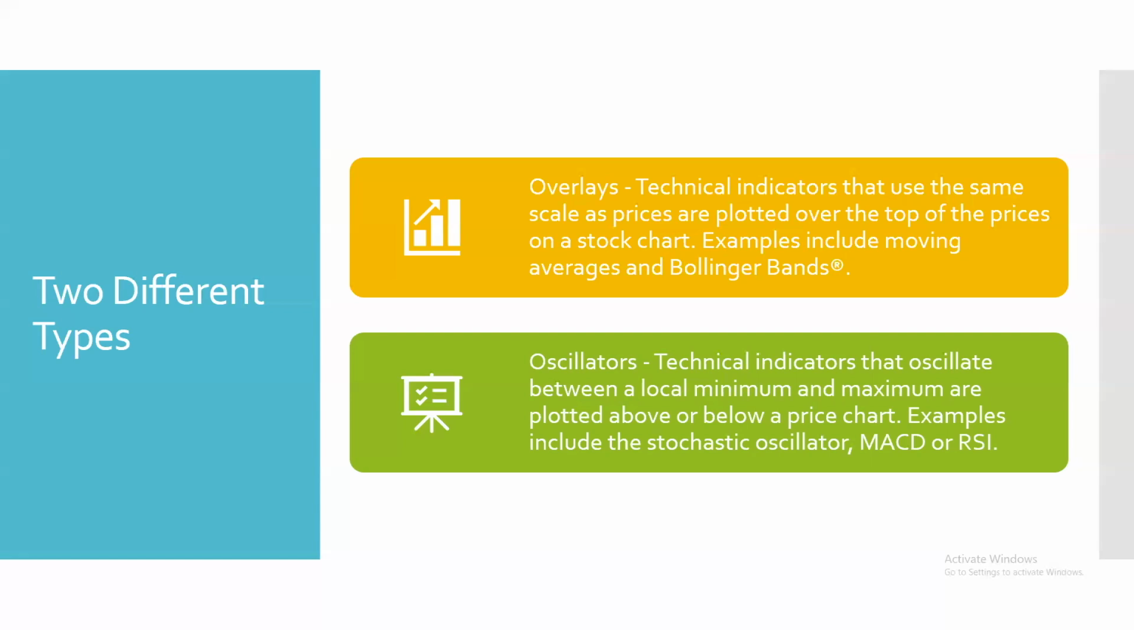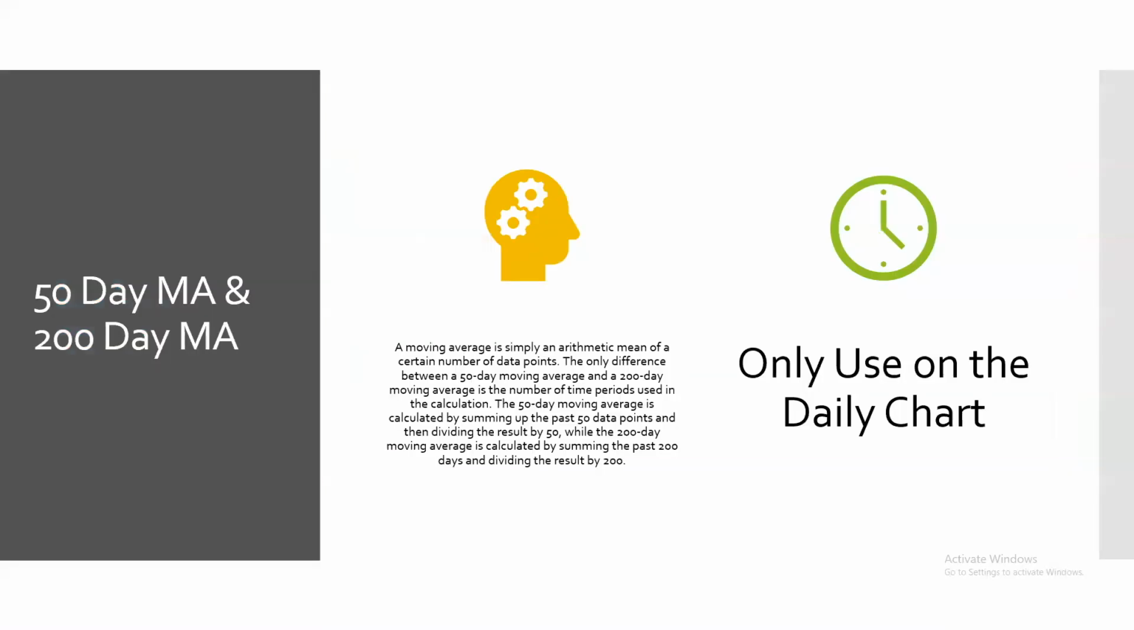So let's start diving into what indicators I like to use. What are some of the very popular ones? Well, one that is an absolute must is going to be the moving averages, which are the 50-day moving average and the 200-day moving average, guys. So first thing, what is a moving average? A moving average is simply an arithmetic mean of a certain number of data points.